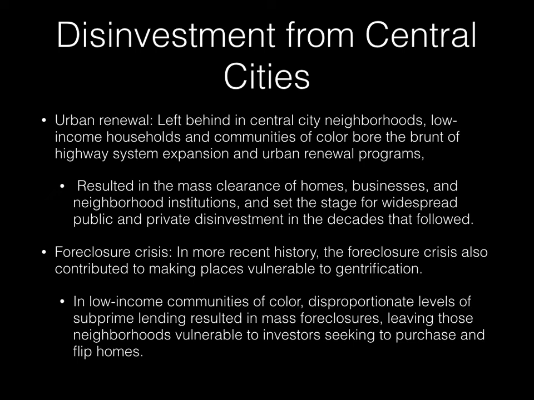So for example, if you look at the 5 freeway or the 99 freeway here in Sacramento, historically, we know that very specific low-income communities were pushed out or lost their property because of eminent domain. This resulted in the mass clearance of homes, businesses, and neighborhood institutions, and set the stage for widespread public and private disinvestment in the decades that followed.